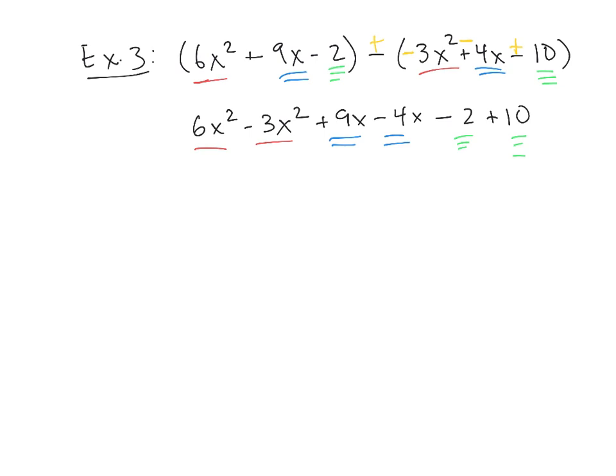All right, so taking a look at this one, I changed my subtraction to addition in yellow there, and then I changed all three signs to minus 3, minus 4, and plus 10 in that second polynomial. Then once I did that, I can go and combine the coefficients. Using my red one, 6x squared minus 3x squared makes a positive 3x squared. And then looking at my blue one, 9x minus 4x makes a plus 5x. And then looking at my greens, minus 2 and plus 10 is going to make a plus 8. So we should have gotten 3x squared plus 5x plus 8.